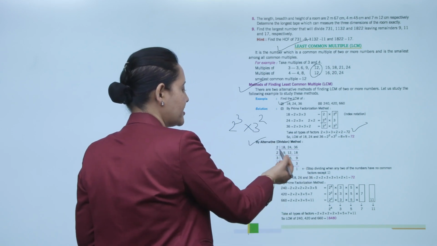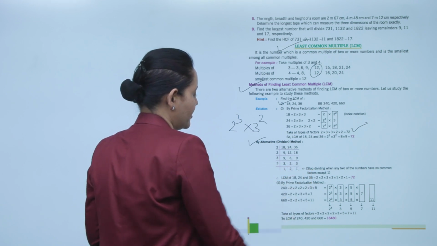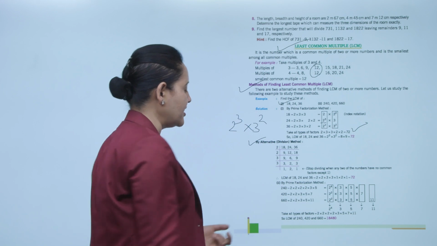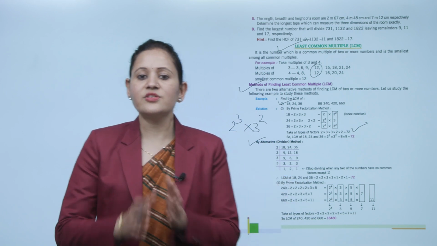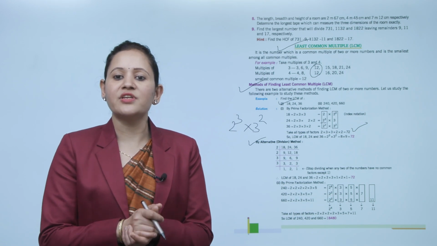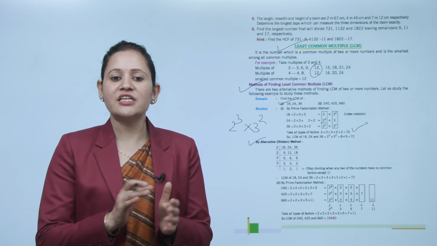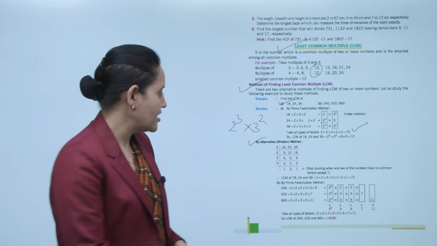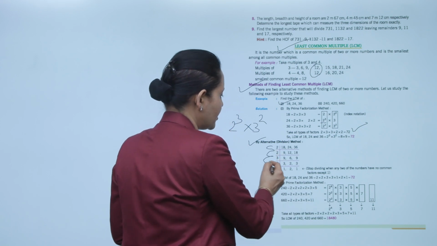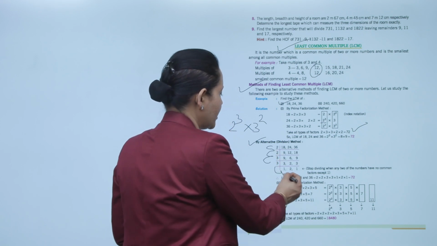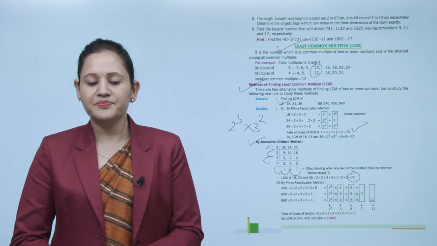Now we'll divide by 3. So we'll get 3, 2 and 3. Again we'll divide by 3. So we'll get 1, 2 and 1. Here we stop dividing when no two of the numbers have a common factor except 1. So the LCM of 18, 24 and 36 is 2 into 2 into 3 into 3 into 1 into 2 into 1. That is 72. Clear?